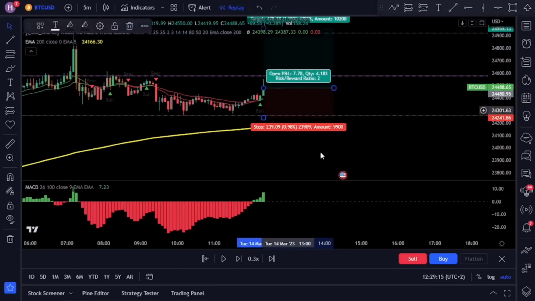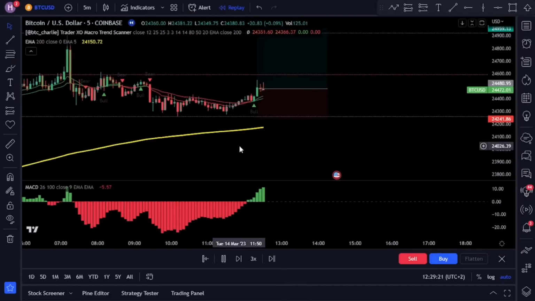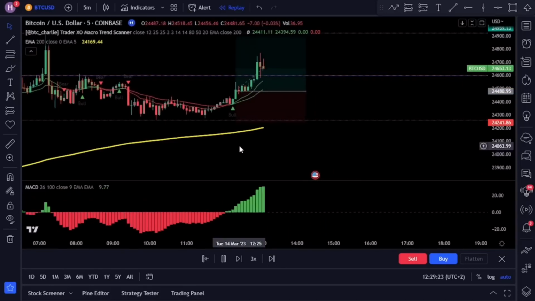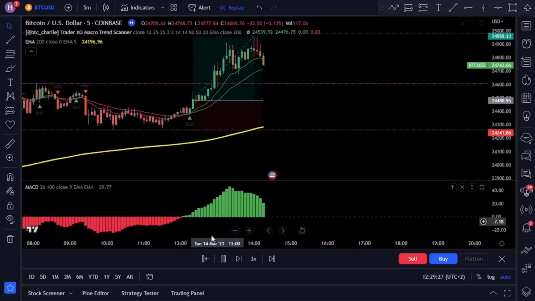So the strategy works on different time frames and instruments in the market. Feel free to test it yourself against the instruments that you like trading, like stocks, forex, crypto. Just make sure you backtest it so you feel comfortable doing all of this.